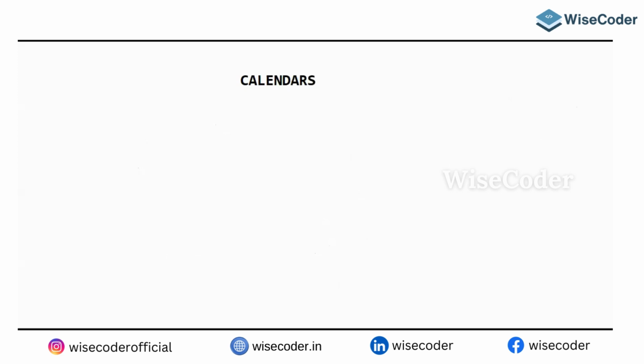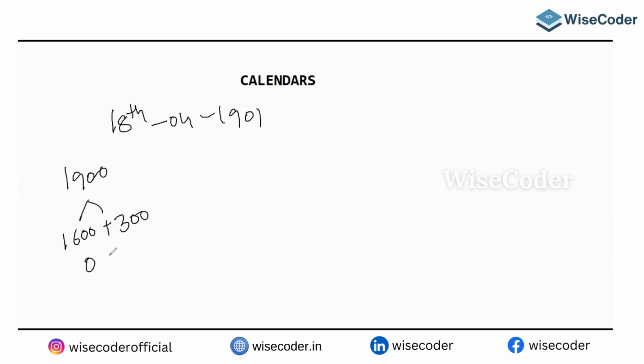Okay, so let's go to the next question. What day of the week was 18th April 1901? How are we going to write this? First you need to take the completed years, 1900. That's going to be 1600 plus 300. 1600 has 0 odd days, and 300 will have 1 odd day.